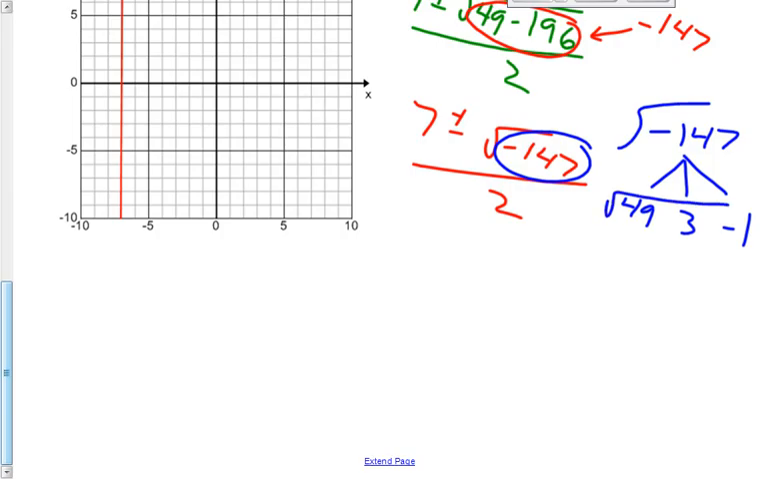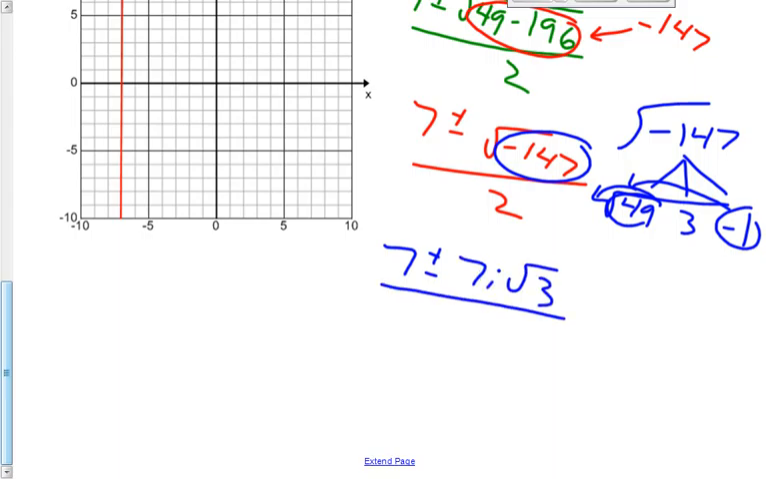So what can you take out? You can take out the square root of 49 to make a 7, and take out the square root of negative 1 to make an i. So you have 7 plus or minus 7i, the square root of 3 stays underneath the radical, all divided by 2. As messy as that is, class, those are your two other answers.